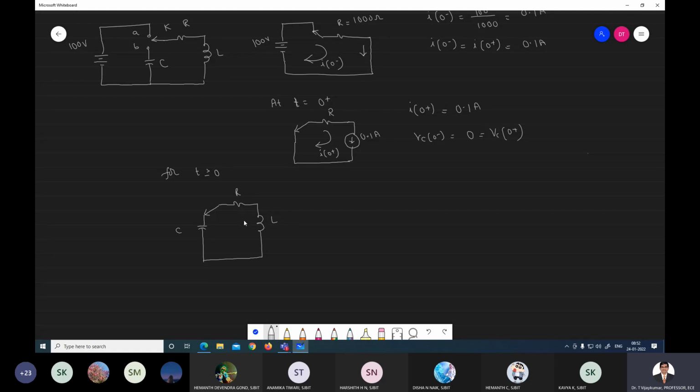Now apply KVL. You can assume the current as I of t. Apply KVL for this. Then you can write it as R into I of t plus L into di by dt.